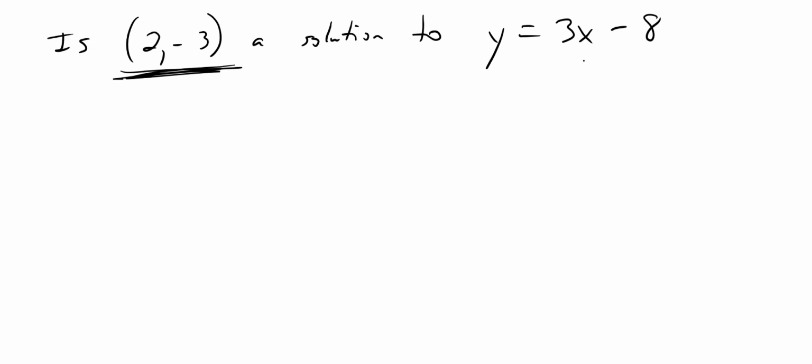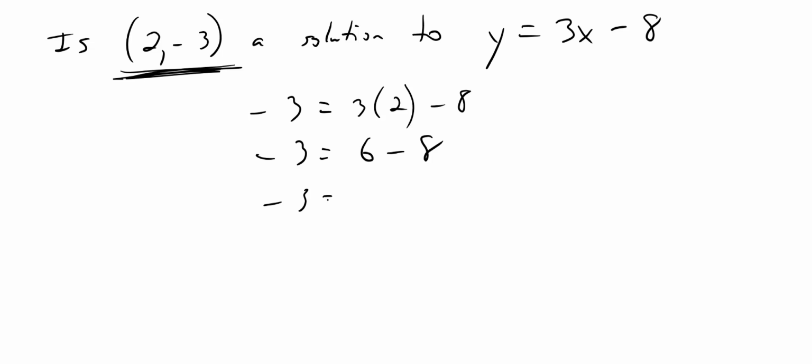So I plug in y is -3 and x is 2. So -3 = 3 times 2 minus 8. And again, use your calculator, I don't care. Anyway, you get 6 minus 8 is -2, and it is not equal to -3. So the answer to this question is no. That's all you do. Pretty easy.